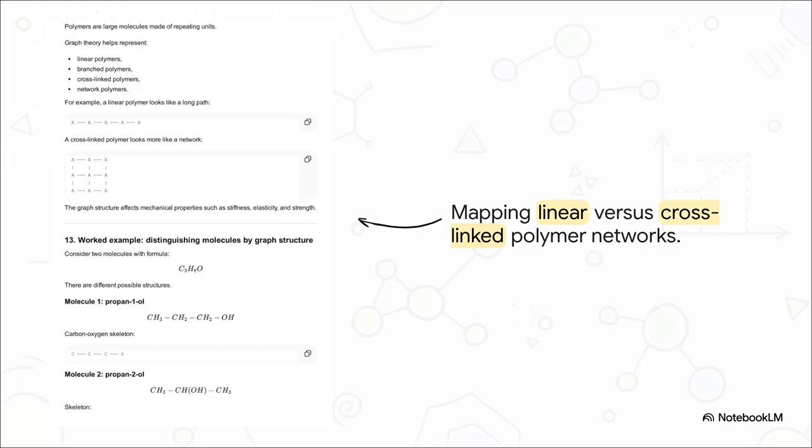Graph theory works for massive plastics and polymers too. A simple linear polymer? That's just a long mathematical path. But a cross-linked polymer? That's a complex, highly tangled mathematical network. By analyzing the density of this graph network, material scientists can literally predict the mechanical stiffness, the elasticity, and the sheer strength of a brand new plastic before a single batch is ever manufactured.